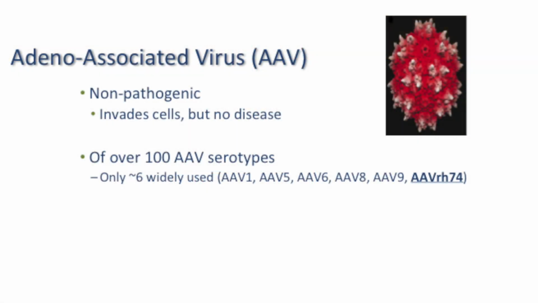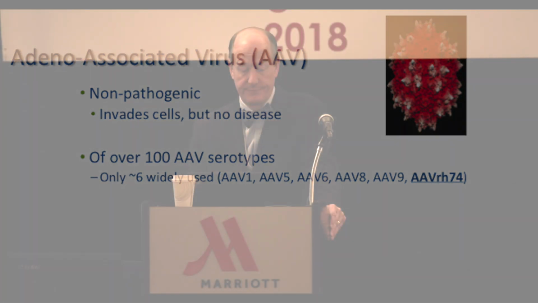So I'm going to briefly talk about gene therapy. This is called the adeno-associated virus. This is being used in most viral vector gene therapy. It is non-pathogenic, so it invades cells, but it does not cause disease. There are a whole bunch of different types of AAV, adeno-associated virus. There's 6 of them that are widely used, and in muscle disease, AAV9 and then AAV-RH74 are being used commonly.